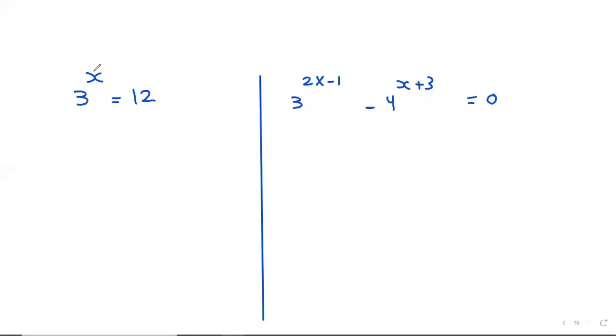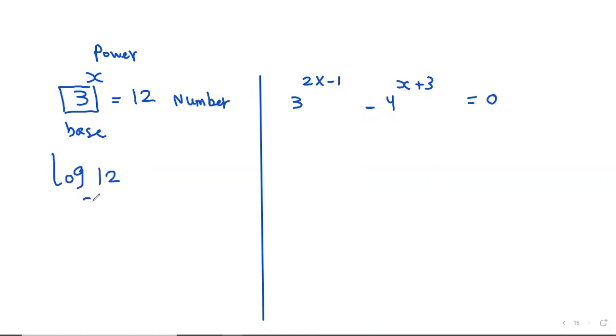I want to get the value of x in this equation. 3 raised to the power of x is 12. How can we get the value of x? We can use the calculator directly to find the value of x, because 3 is the base, x is the power, and 12 is the number. Okay, so log the number, log 12 to the base 3, equals x. We can use the calculator to find x directly. It's log 12 in the base 3.